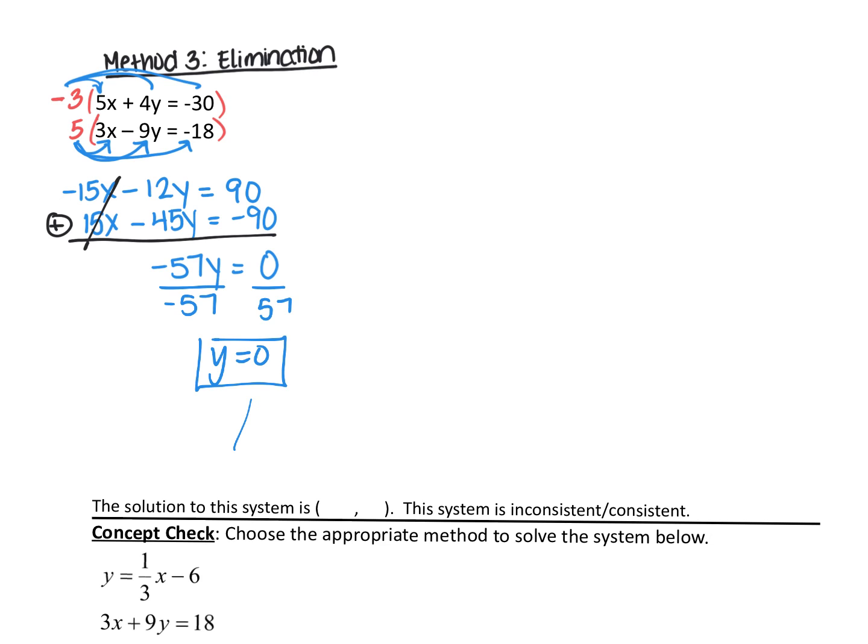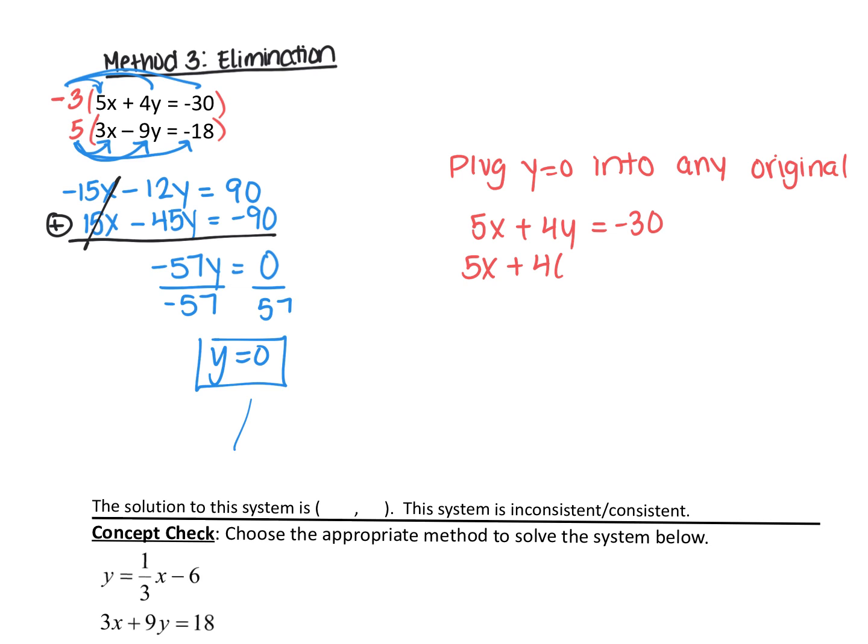So again, we need to find the x value. So you can plug the y this time. So plug y equals 0 into any original equation. I'm going to choose the top one just because it's the first one there. So 5x plus 4y equals negative 30. So 5 times x plus 4 times 0 equals negative 30. 4 times 0 is just 0. So 5x equals negative 30. I can divide by 5 and get x equals negative 6.